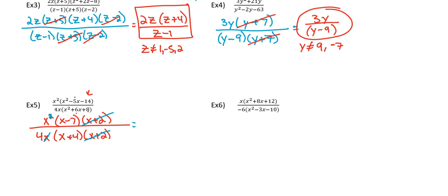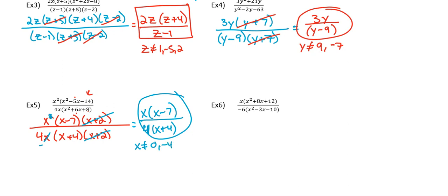Alright, so up top I'll have x times x minus 7. On the bottom I have 4 times x plus 4. That's my answer. And my x is not equal to 0. It can't be 0 there. It's not negative 4. And it's not negative 2.